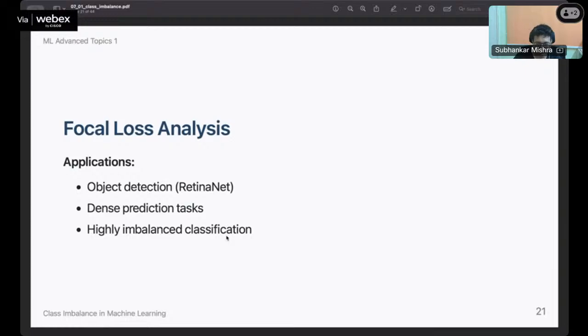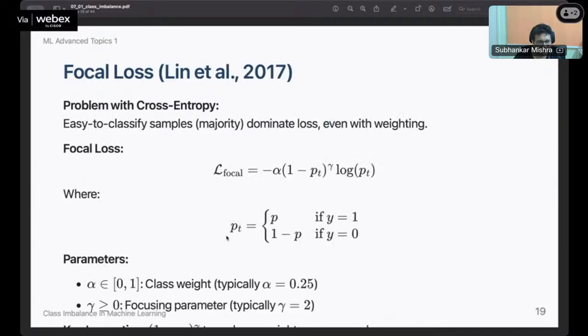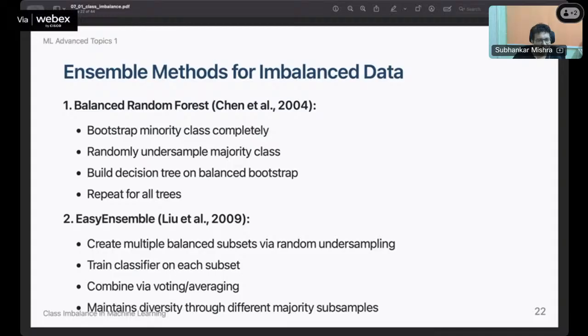Now, what are the values of alpha and gamma? Gamma is typically 2 and alpha typically, let's say, 0.25. But then you have to do hyperparameter tuning using grid search. Fine. And then next come the ensemble methods. What we do here is combine multiple models. For imbalanced data sets, we have special ensemble techniques.